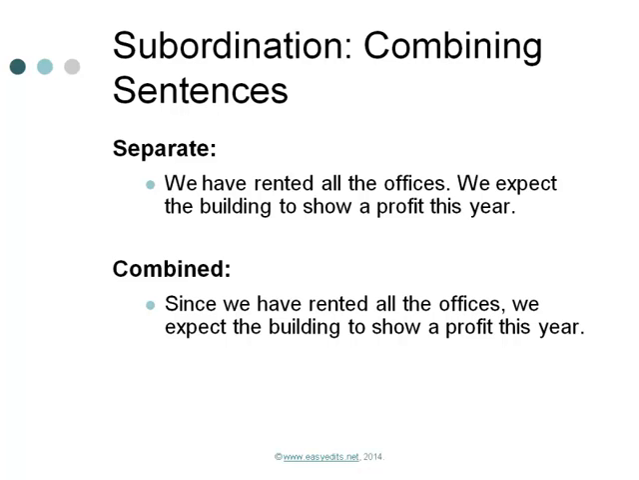The cause is because we've rented all of these offices, we expect to show a profit this year, which would be the effect or the result. Could you have used the conjunction because? Because we have rented all the offices, we expect the building to show a profit this year. Remember, you want to choose the best out of the options that you might have.